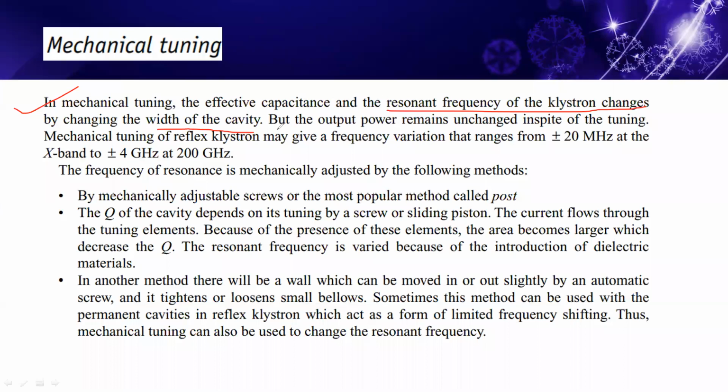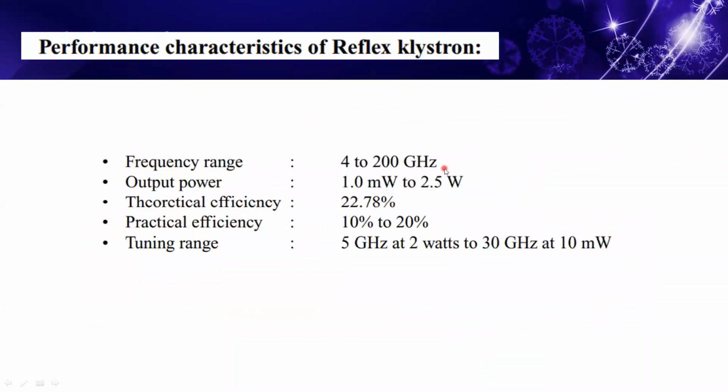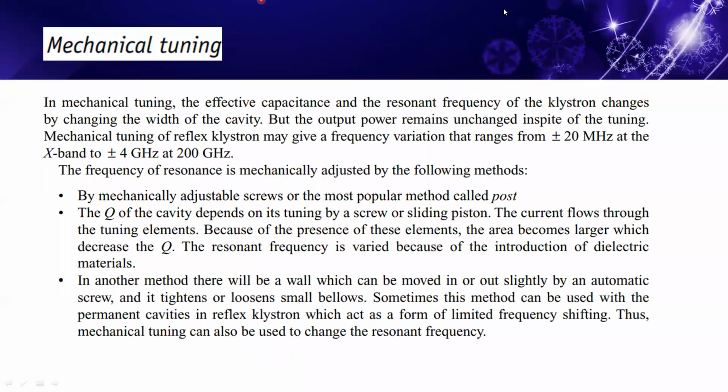Another observation taken here is that the output power remains unchanged in spite of mechanical tuning. That is the speciality of the reflex klystron under mechanical tuning operation. Generally, the frequency is varied by about 20 megahertz around the resonance frequency. Clear? So in the next class, we will talk about mechanical tuning performances, applications, and problems. We will watch in the next class.